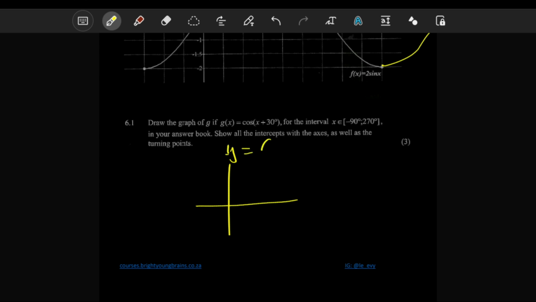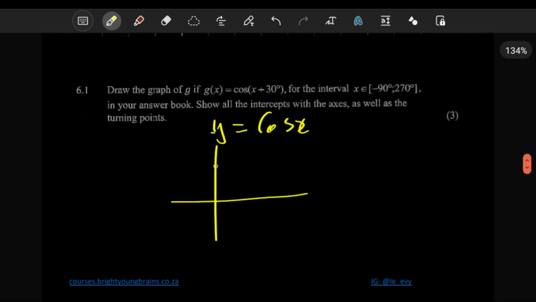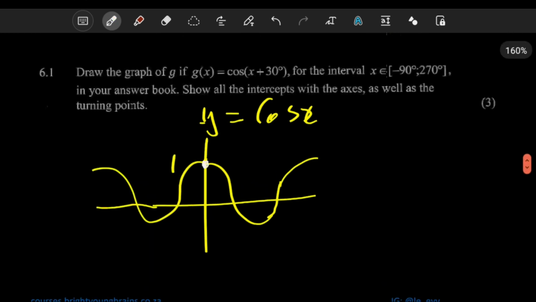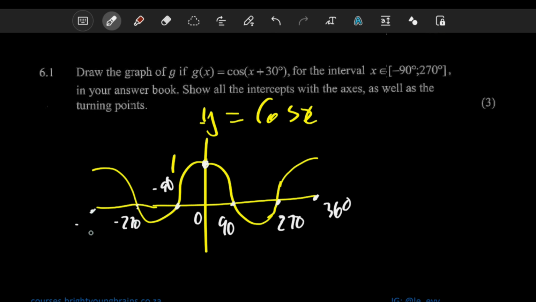y is equal to cos x would look like this. Up here would be a 1, and then from 0 to 360 it would look like that. Obviously on the left it would look like that as well. Now the key thing we want to spot is these values here. Up here would be a 1 where this is a 0. This would be 90, this would be 270, this would be 360. And then obviously this is negative 90, then negative 270, and then negative 360. In the middle that's negative 180, and in the middle here is positive 180.